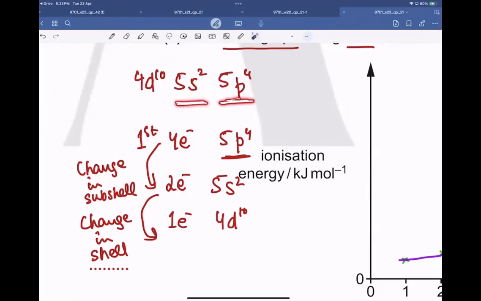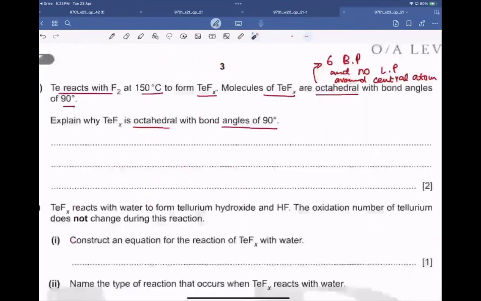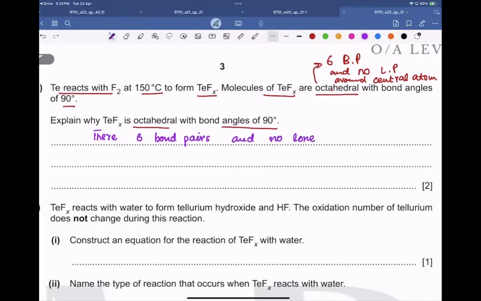Okay. And we know that if there are bond pairs only, the bond pairs repel each other equally, and that's why we get only one angle, that is 90 degrees. Okay, so I'm going to write over here. There are 6 bond pairs and no lone pair around tellurium.